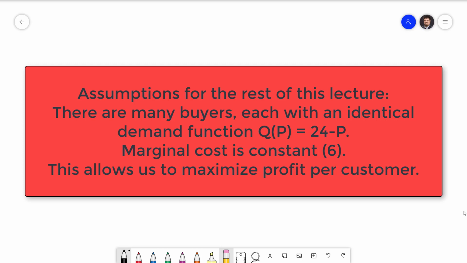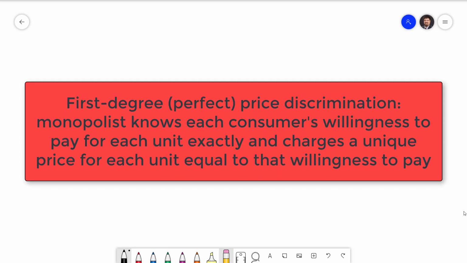Let's start with first-degree price discrimination. In first-degree price discrimination, the monopolist knows each customer's willingness to pay for each unit exactly. They're able to charge a different price for every unit sold equal to the buyer's willingness to pay. In doing so, the monopolist extracts the entire surplus from the market. For these reasons, it's also called perfect price discrimination.